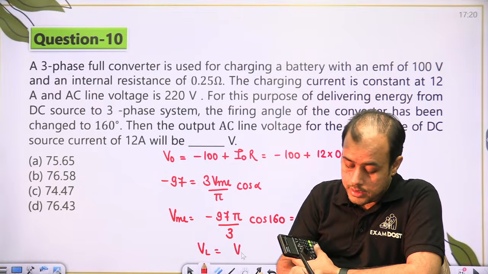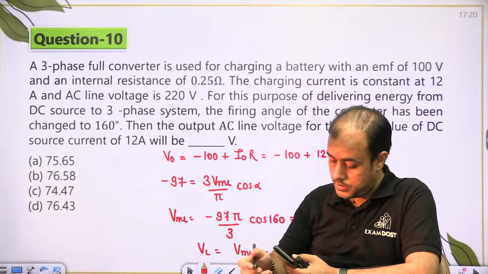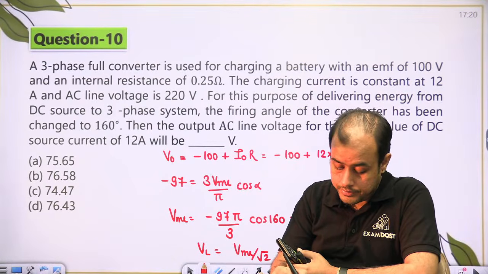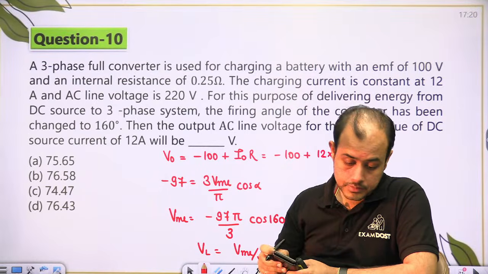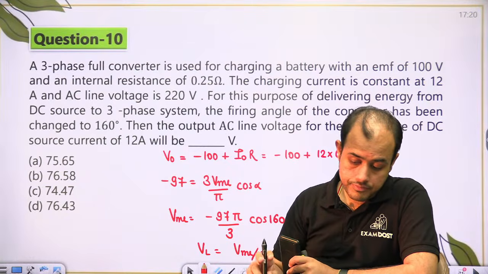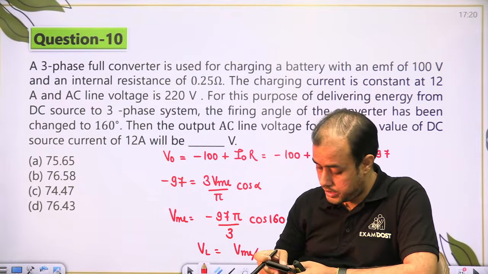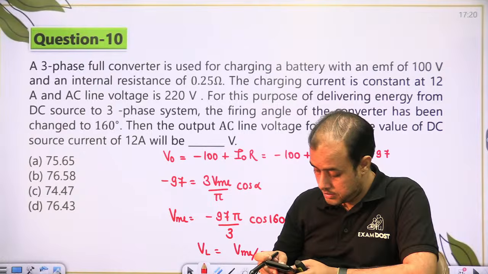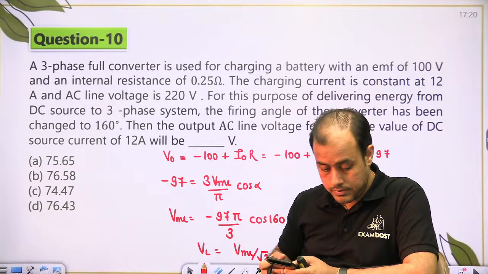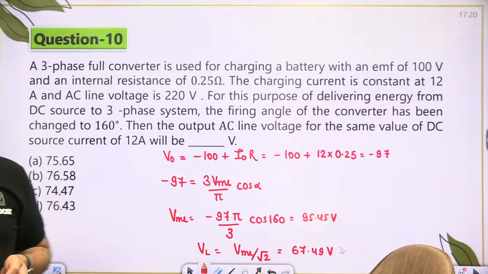So VL is peak voltage by root 2. 67.49. ये आ रहा 67.49 आ रहा यार, ठीक है, the answer should be 67.49.